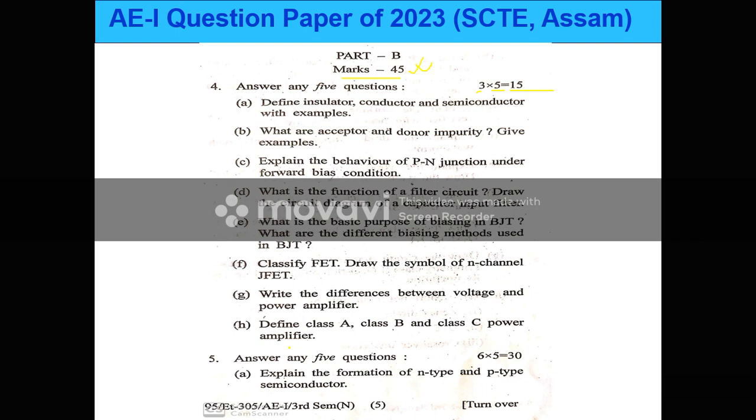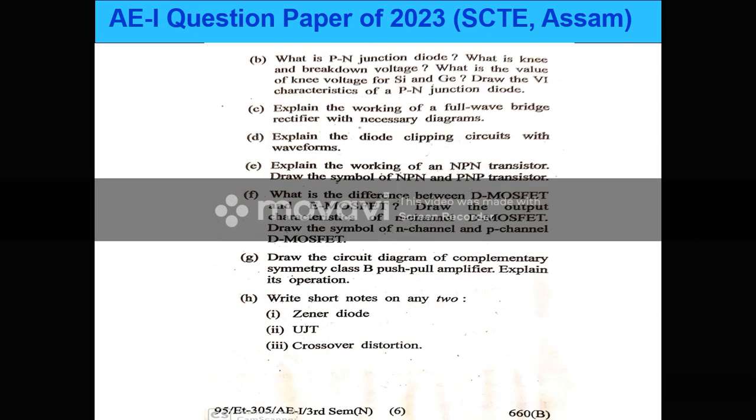So these are question number 4, and next is question number 5. Answer any 5. Here there are 6 marks in each question, total 30. The first question is explain the formation of N-type and P-type semiconductor. Next, question number 6B, what is a PN junction diode? What are knee and breakdown voltage?